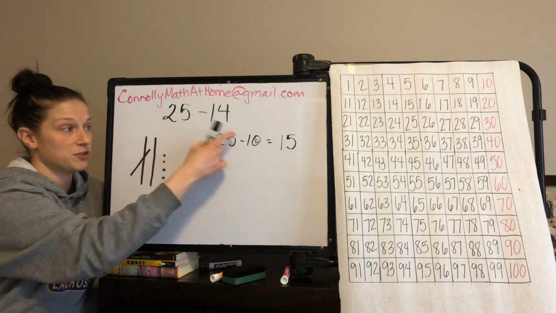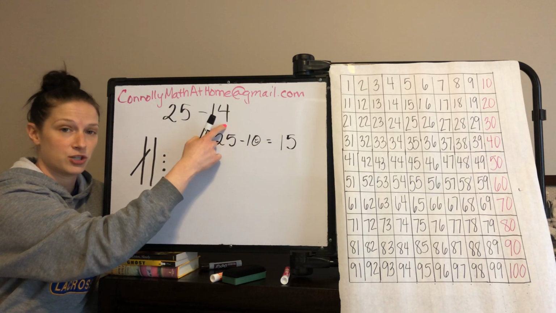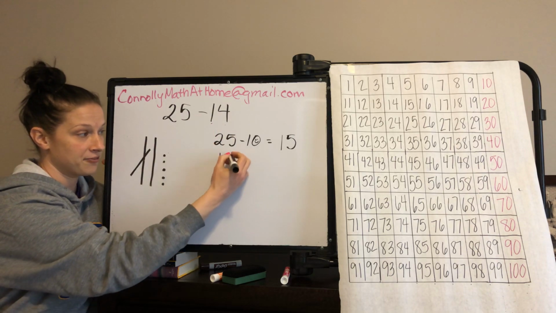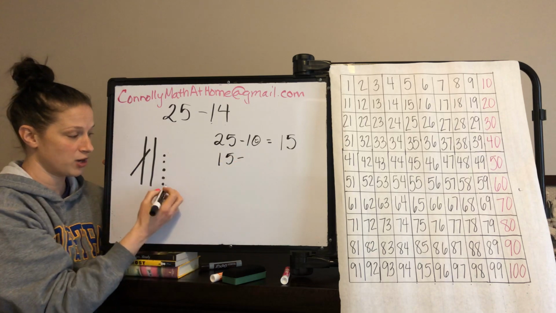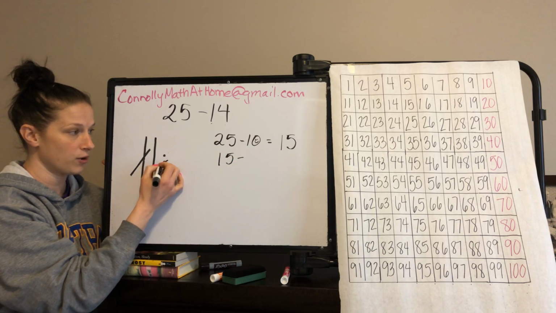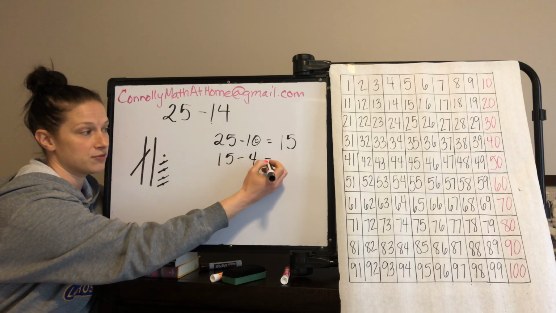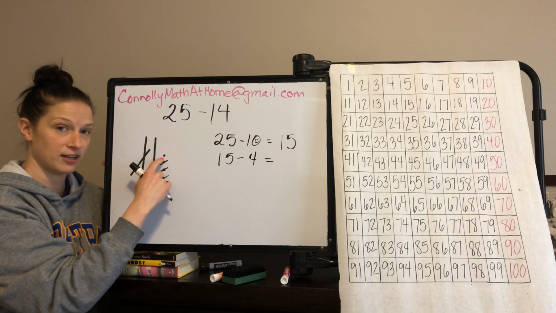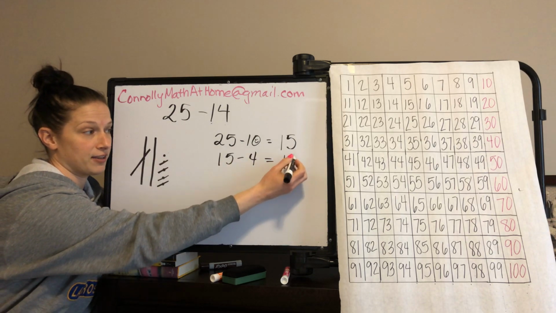Then, since we've subtracted 10 so far, we have to make sure we subtract all 14. So they might come over here and say, I have 15 now. I'm going to subtract 4. 1, 2, 3, 4. So 15 minus 4 leaves us with 1 group of 10 and 1 single left over. That leaves us with 11.